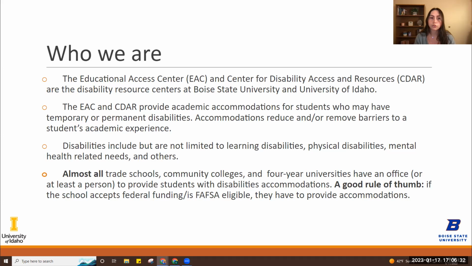And then almost all trade schools, community colleges, and four-year universities have an office or at least a person to help with disability accommodations. A good rule of thumb: if the school accepts federal funding, is FAFSA eligible, they have to provide these accommodations for students.